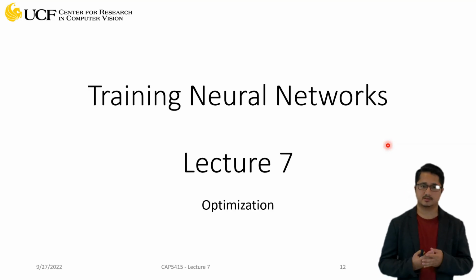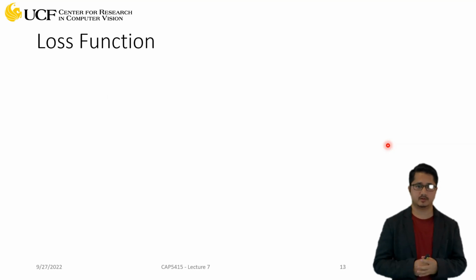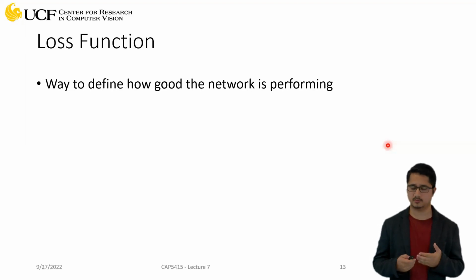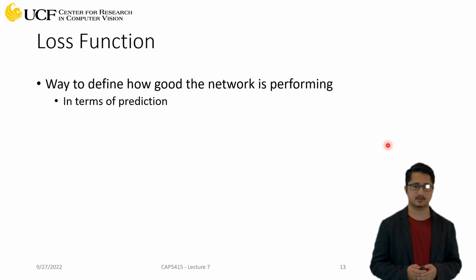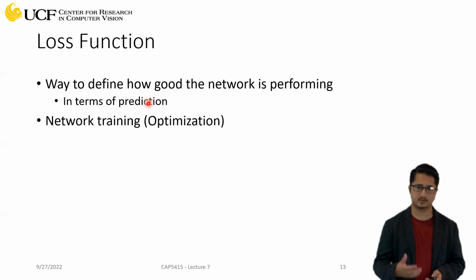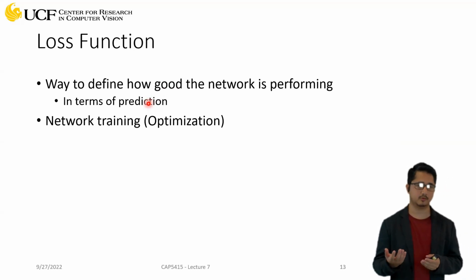The next segment is the optimization process, and this is the core of network training. The important part you need to understand is the concept of loss function. As I said earlier, a loss function tells you how good or how bad your network is performing in terms of the prediction, which will vary a lot from problem to problem.